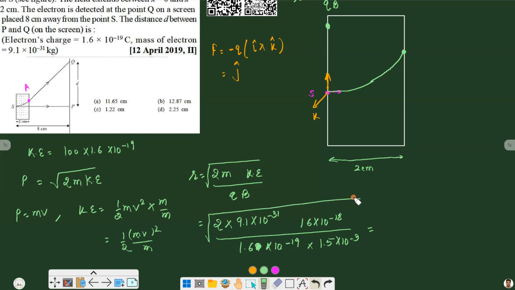So this will be like this. So now we will have 32 into 9.1 under root, and here we will have 39 and 10, 49 into 10 raised to power minus 49 divided by 1.6, 1.5 into 10 raised to power minus 22.